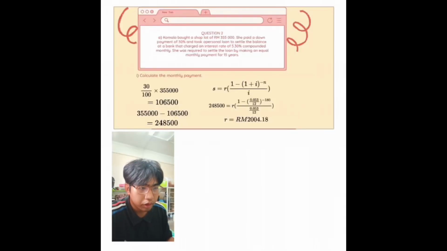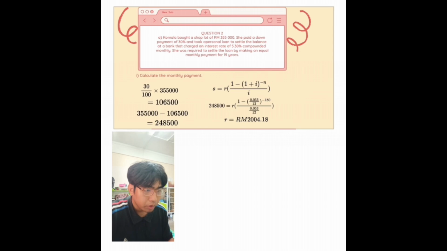For the next question, I, Azim, will be the one who solves the question. Kamala bought a shop lot of 355,000 ringgit. She paid a down payment of 30% and took a personal loan to settle the balance at a bank that charged an interest rate of 5.30% compounded monthly. She was required to settle the loan by making an equal monthly payment for 15 years.